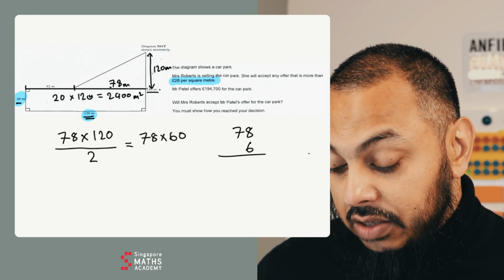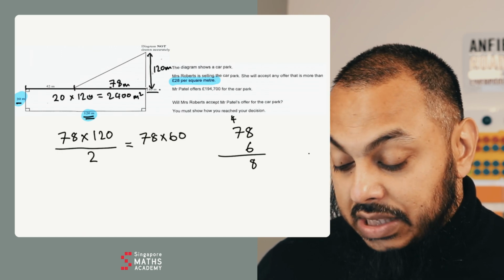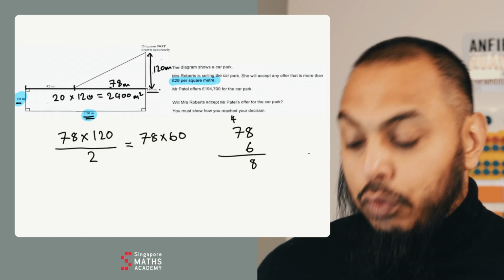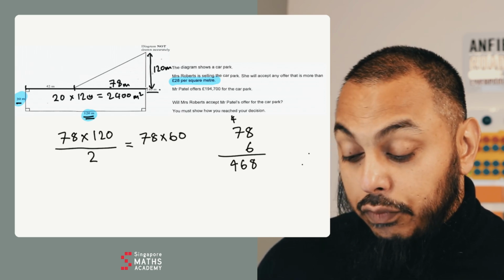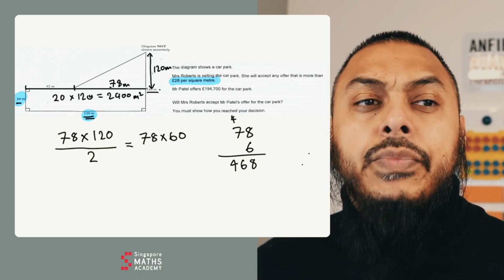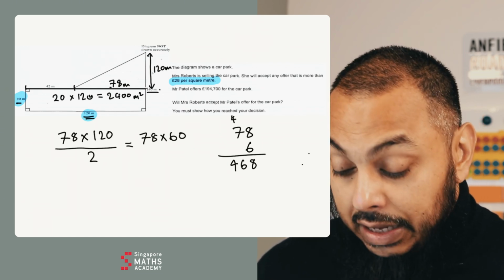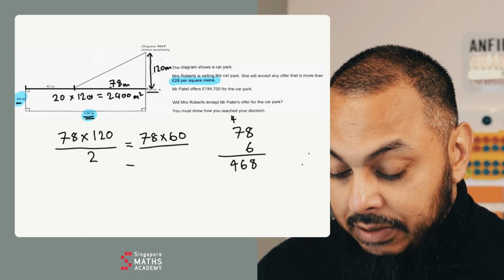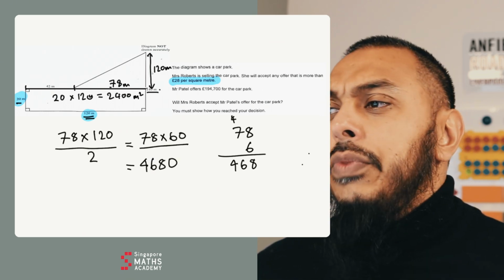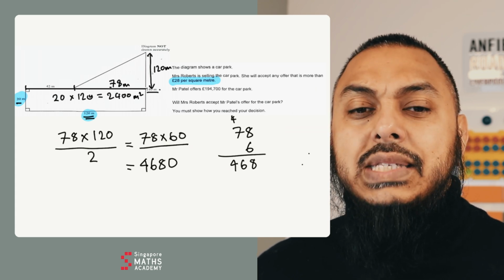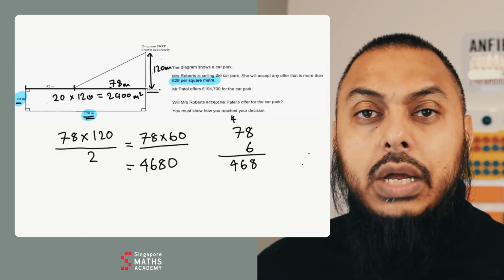6 times 8 is 48. So I'm going to put the 8 here, 4 there. 6 times 7 is 42, plus the 4 is 46. And so I've got 46 here, and so 468. 78 times 6 is 468, and so if it's 78 times 60, that must be 4,680. So far so good. I hope that makes sense how I got the area for the rectangle and the triangle.